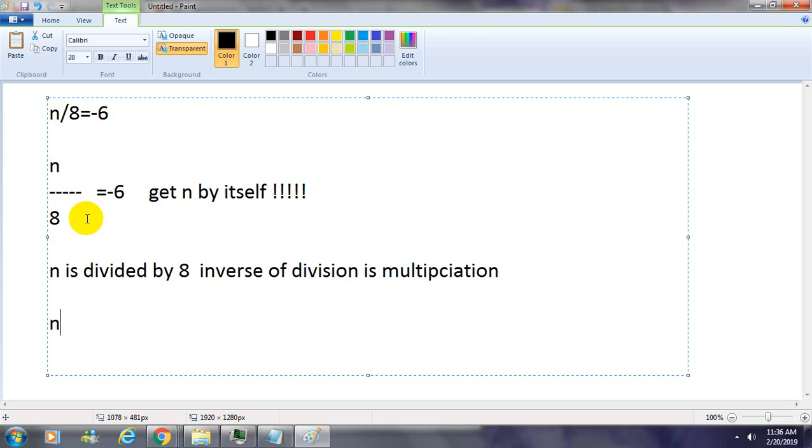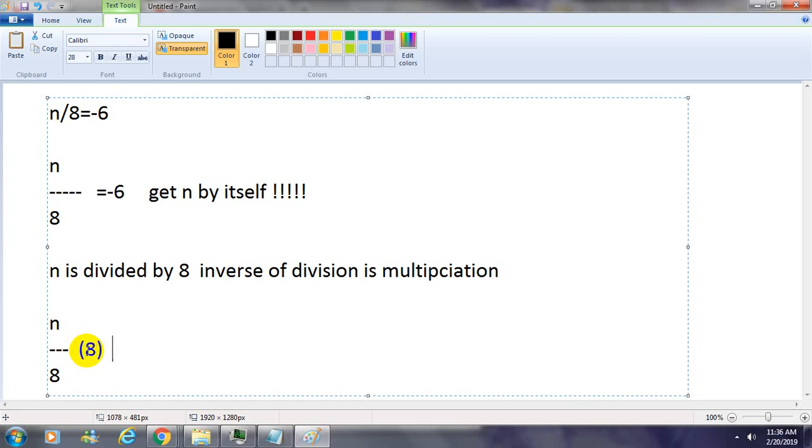So it's N divided by 8. Now we are going to multiply both sides by 8. We'll use that little parentheses thing there. Equals, remember what we do? -6. We have to do it to both sides. Okay? Whatever we do to one side, we have to do the other.